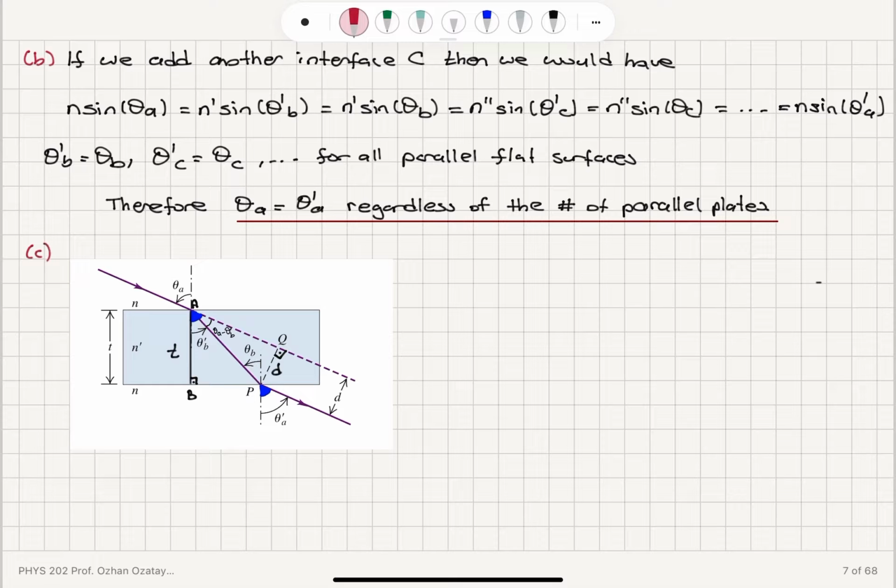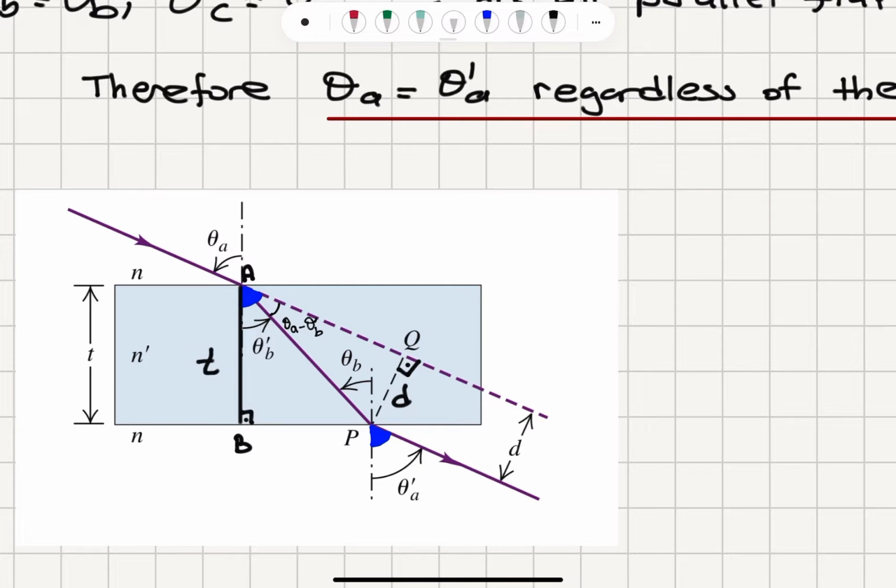Part C, we want to find the offsets. Let's take a look at this geometry. Here is the incoming wave. The incoming wave makes an angle theta A with respect to the normal in the medium with index of refraction n. Then we have this angle theta prime B for the angle of refraction, and it comes out with an angle theta prime A on the other side. You can see that this ray is parallel to the incoming ray. Therefore, this angle here will be equal to theta prime A minus theta prime B.